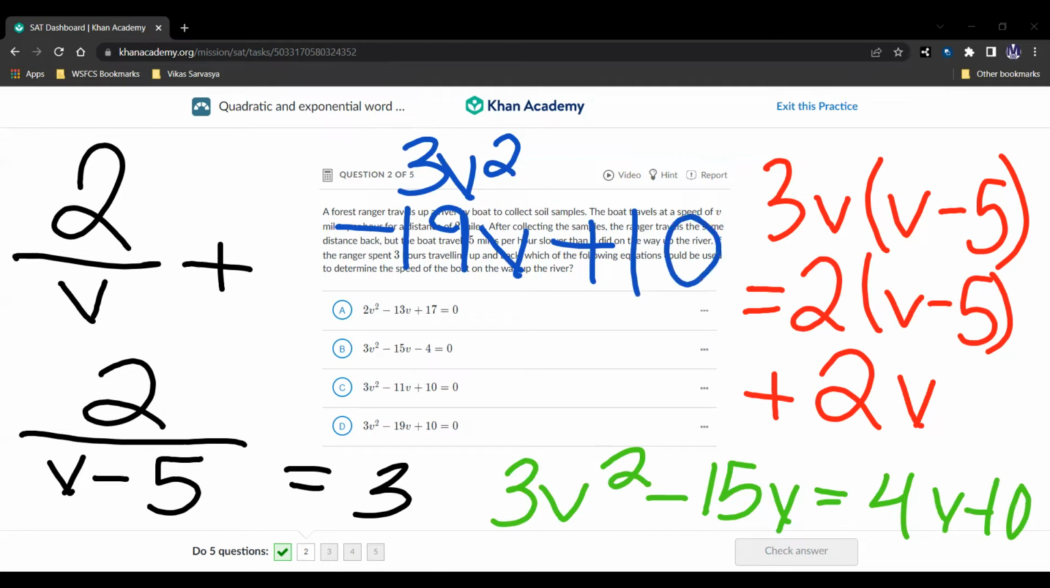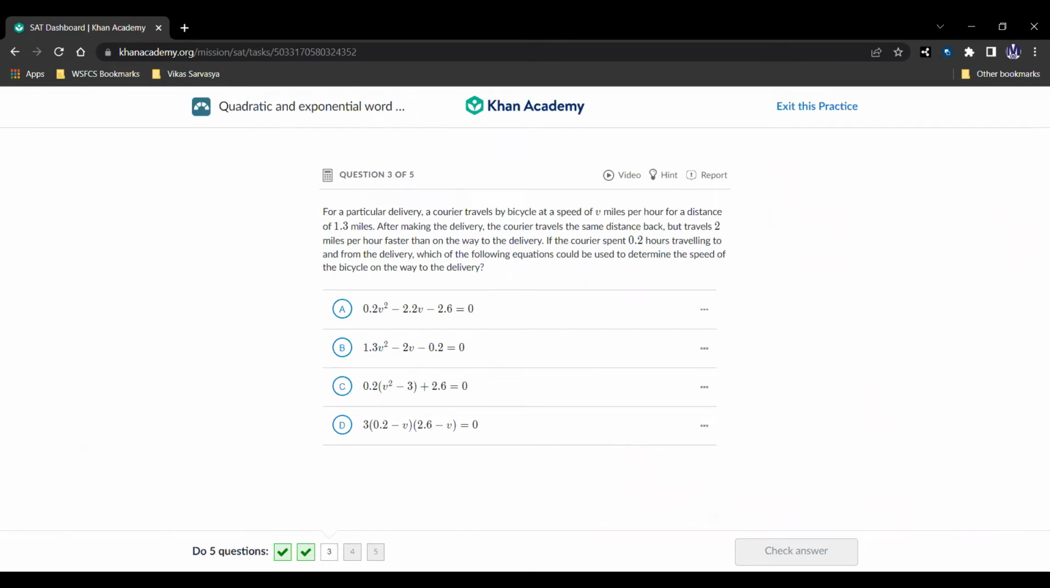And that is our answer, 3v squared minus 19v plus 10. The solution to v for this question is going to be the initial speed of v miles per hour. And our answer is then going to be choice D. Let's move on. All right, question number 3.